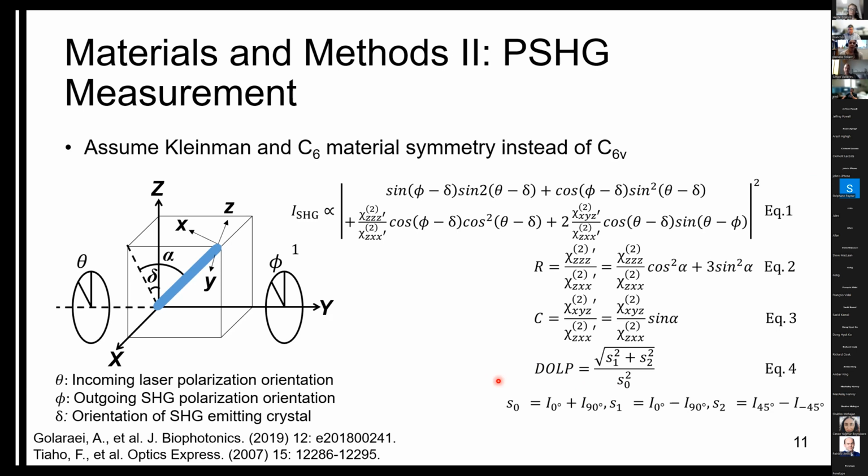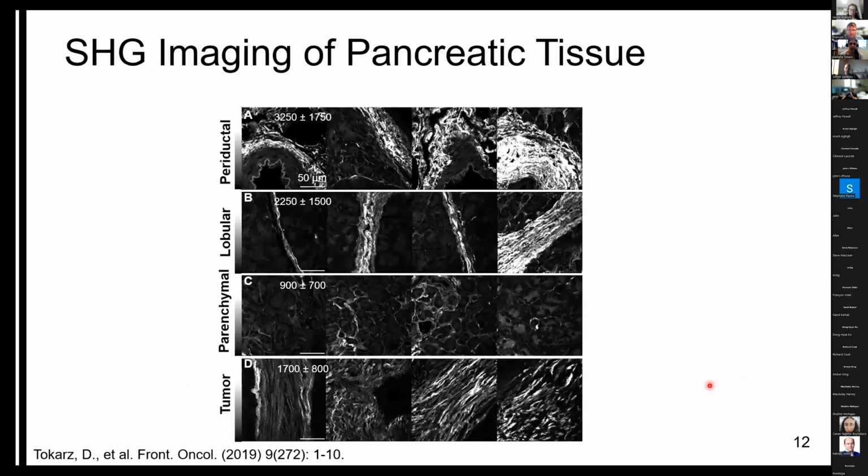So from a PSHG stack of images, we fit our data with equation 1 to extract R and C using MATLAB's nonlinear fitting routine for each pixel in the image. And we also use equation 4 to calculate the DOLP. Now we've applied PSHG microscopy to several diseases. For instance, previously we studied lung and breast cancers, but today I'll be showing you some results from pancreatic and thyroid diseases.